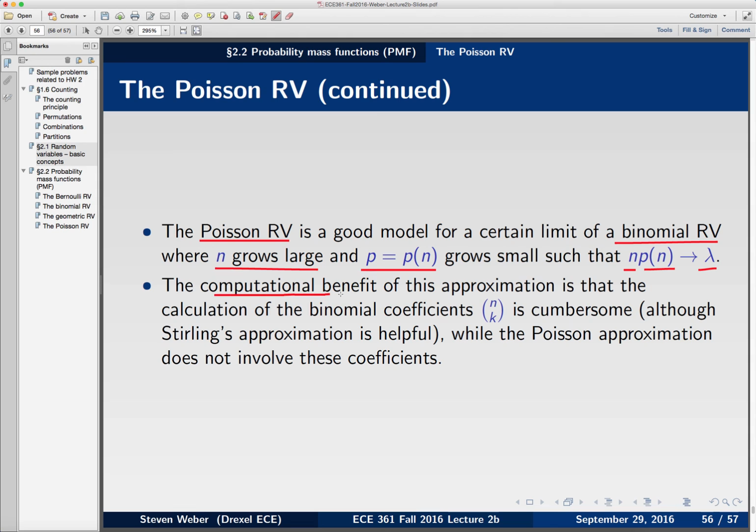The computational benefit of this is that the binomial distribution, which requires calculation of binomial coefficients, which are expressed in turn in terms of factorials, can be computationally cumbersome. On the other hand, the Poisson approximation does not involve these coefficients and can be much simpler to compute.